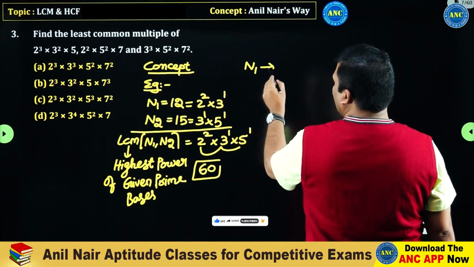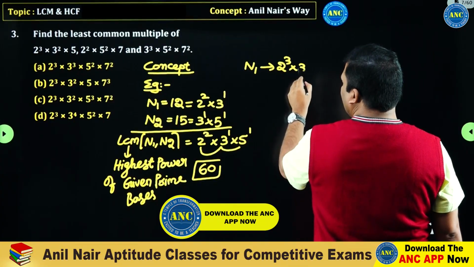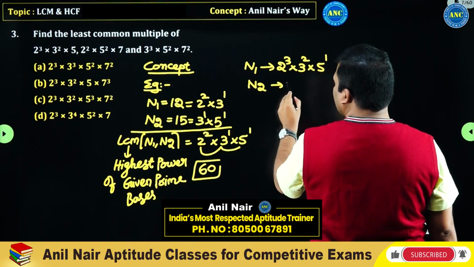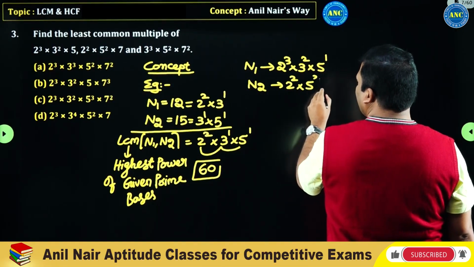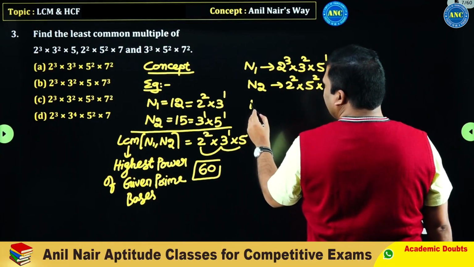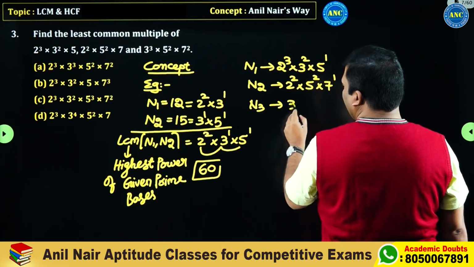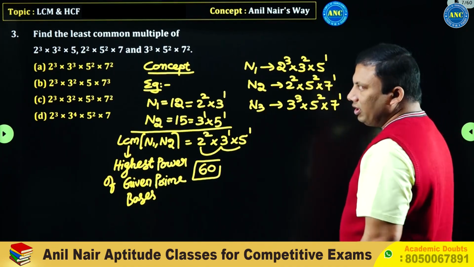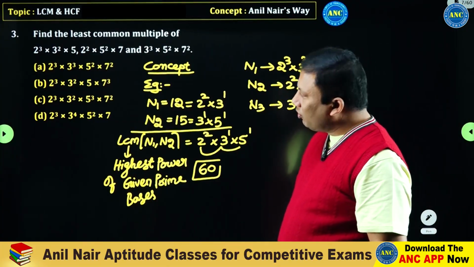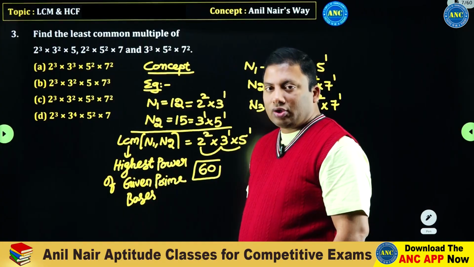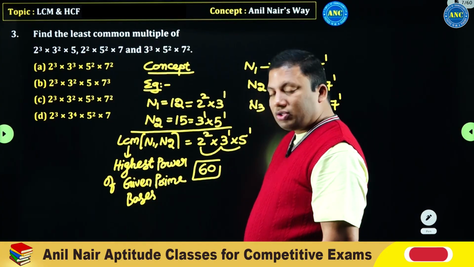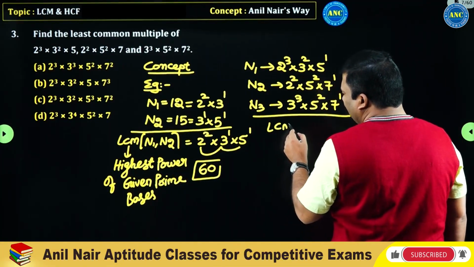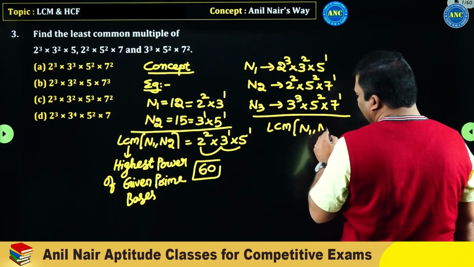n1 is given as 2 cube into 3 square into 5 power 1. n2 is given as 2 square into 5 square into 7 power 1. n3 is given as 3 cube into 5 square into 7 square. Now I want the LCM of n1, n2, n3.